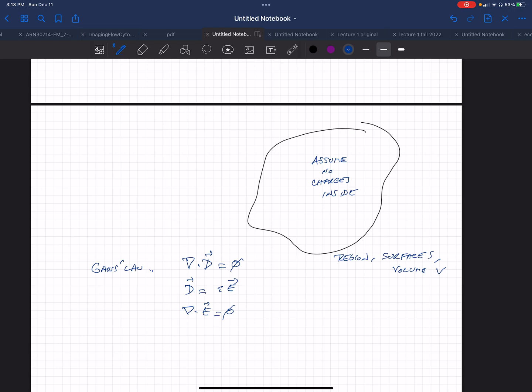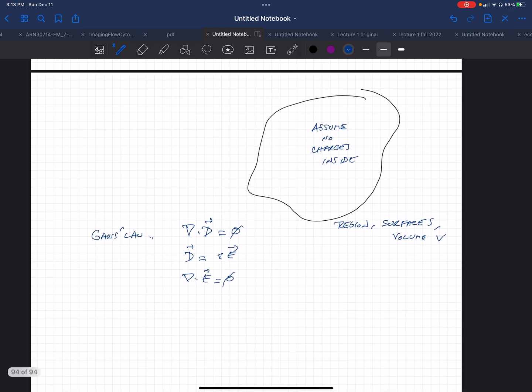And E is just equal to minus del V. So basically putting these two together, we end up with the divergence of the gradient of V is equal to zero. And so the divergence of the gradient, we give it this symbol, del squared, and we call that the Laplacian.